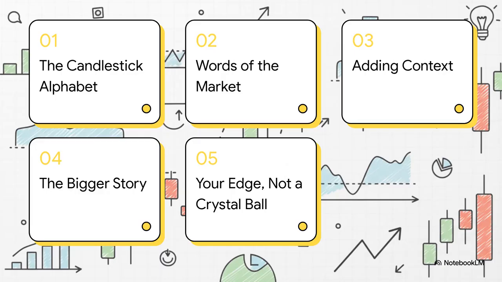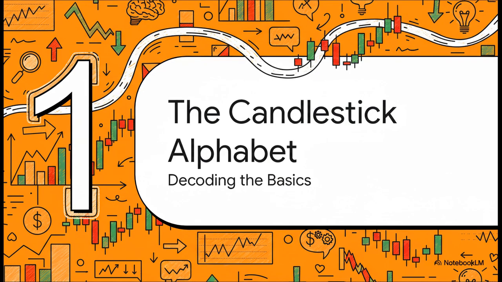So, how are we going to learn this new language? Well, here's our roadmap for today. First, we're going to start with the absolute basics, the letters, the candlestick alphabet. Then, we'll see how those letters form words with simple patterns. After that, we'll add some grammar or context with indicators. Then, we're going to zoom out to see the bigger story in major chart patterns. And finally, we'll wrap up with the single most important rule of all. Let's get into it.